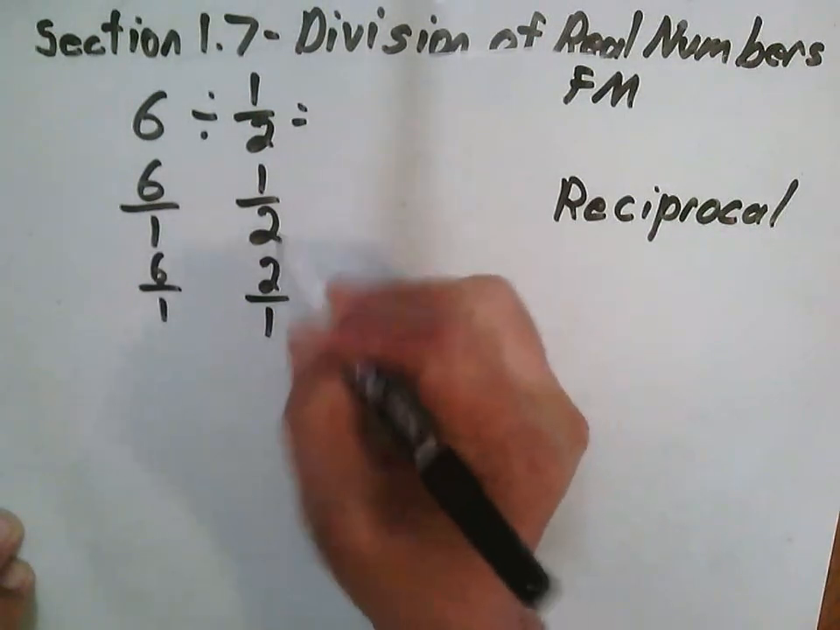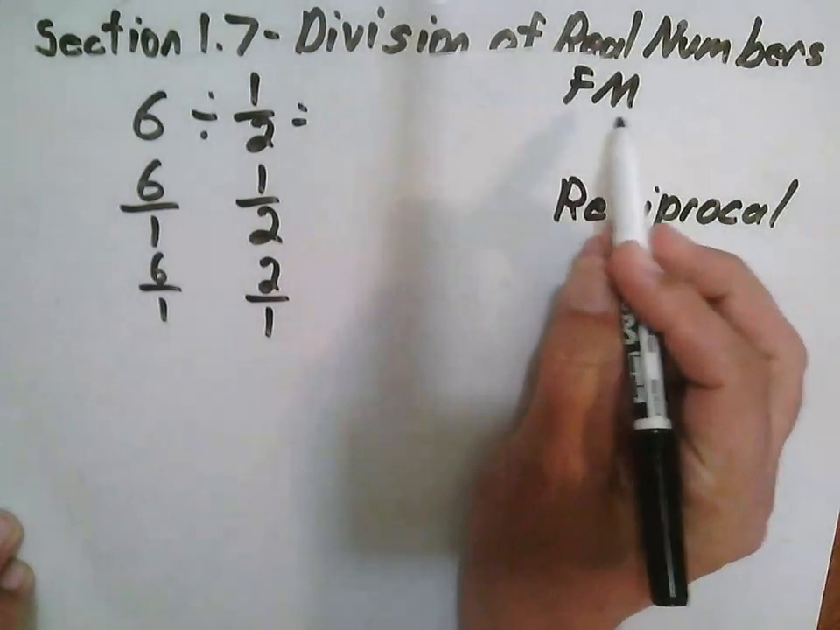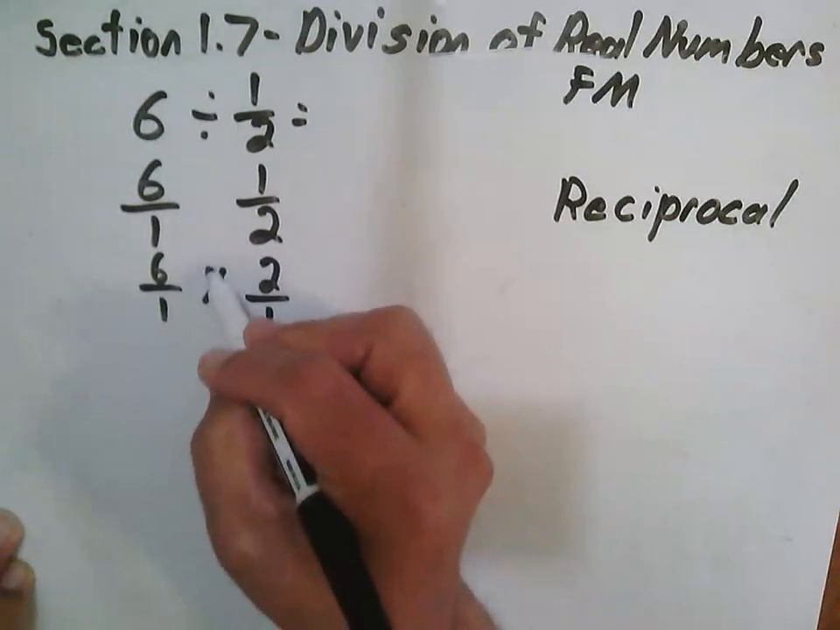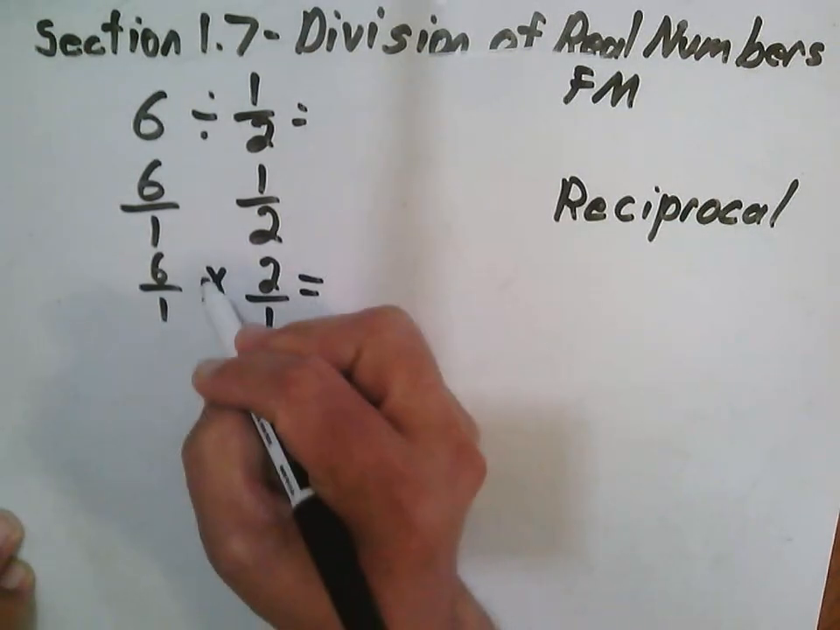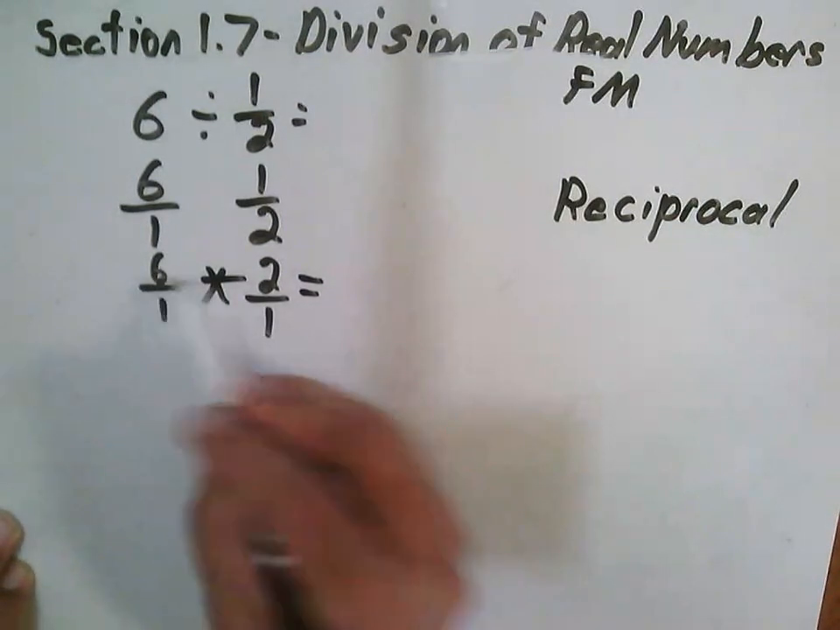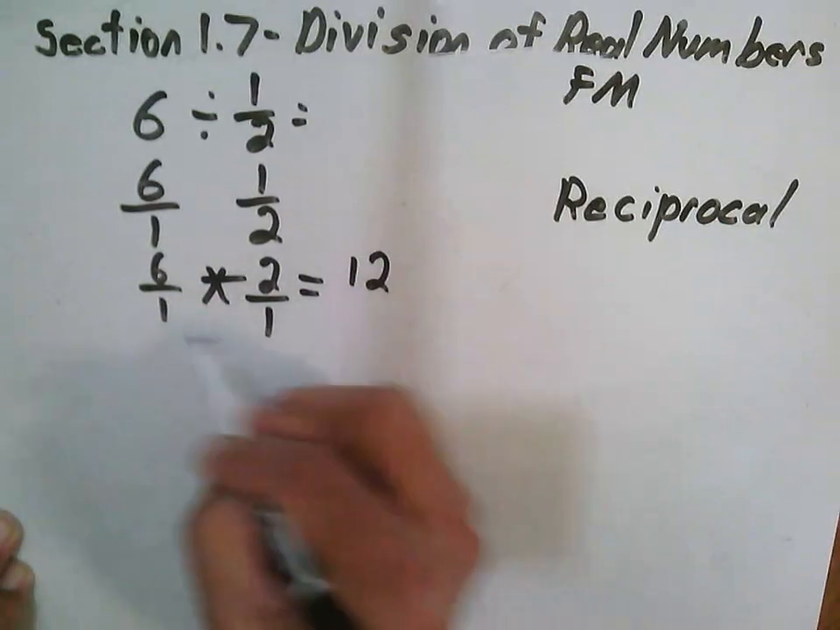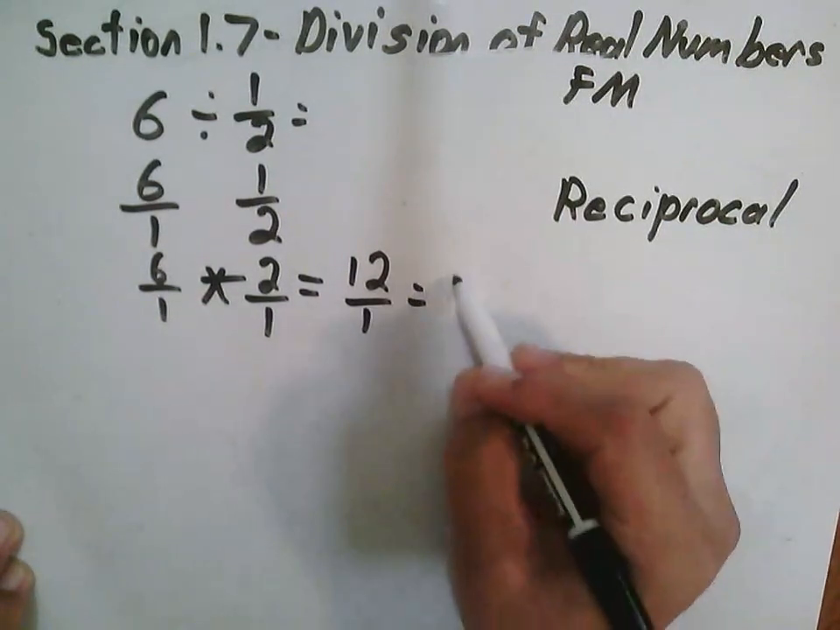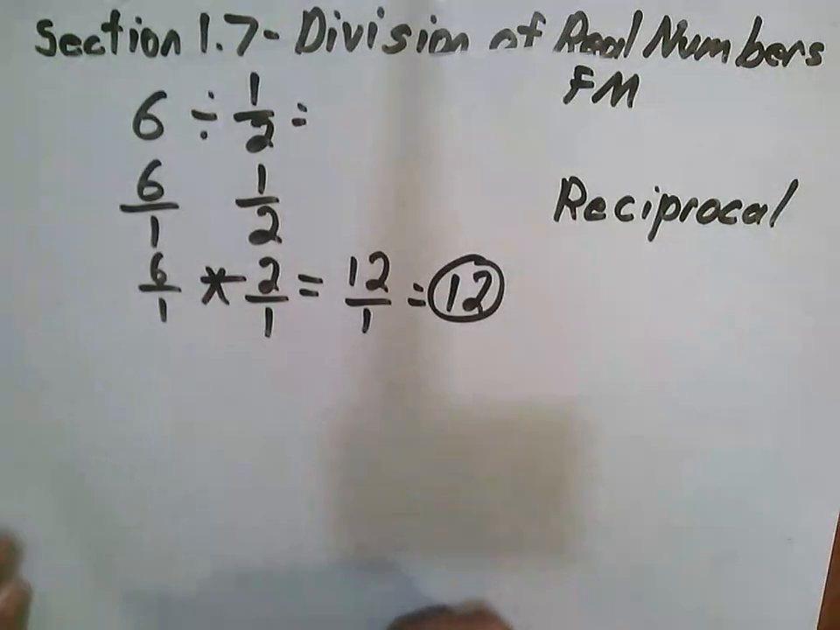And remember, flip, and then the second thing you do is multiply. So I'm just turning that division into a multiplication. I'm going to multiply straight across. 6 times 2 is 12. 1 times 1 is 1. And remember, either one of these answers is correct, but they both equal 12. So if I'm dividing 6 by a half, think about if you had 6 pizzas and I cut them all in half, I would have 12 halves of pizzas.